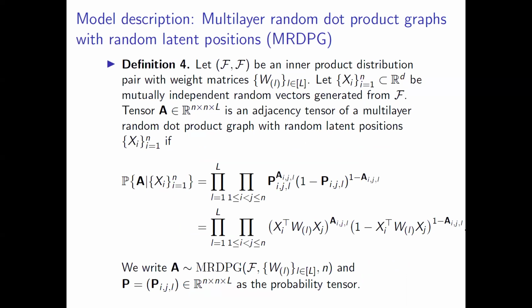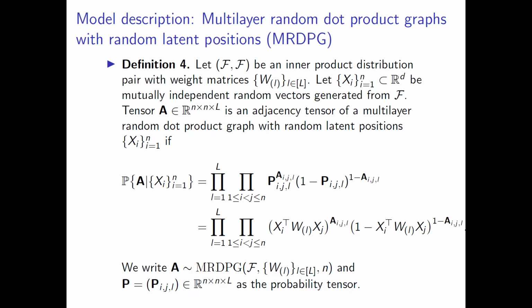Okay, so now let me describe the random position model for the tensor. This is called the multilayer random dot product graph with random latent positions. Essentially, we have the same likelihood as before, conditioning on the latent positions, but instead of assuming that the latent positions are deterministic, now we're going to assume that they are random. Those random latent positions, Xi, one for each node, are drawn from the distribution F. They are independently generated from F.